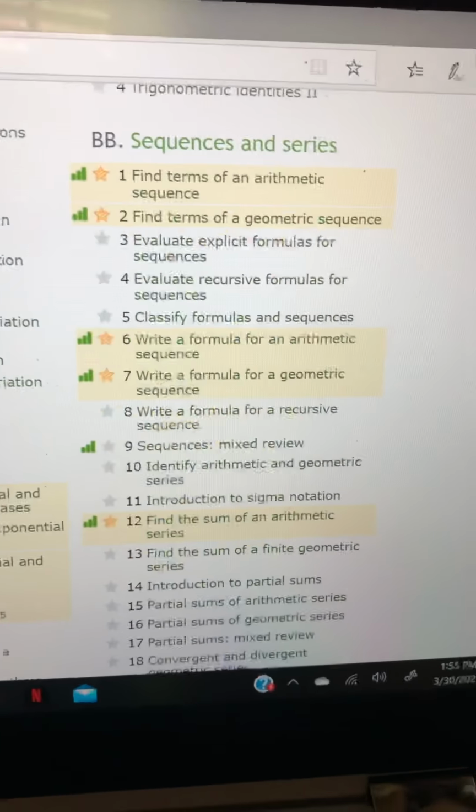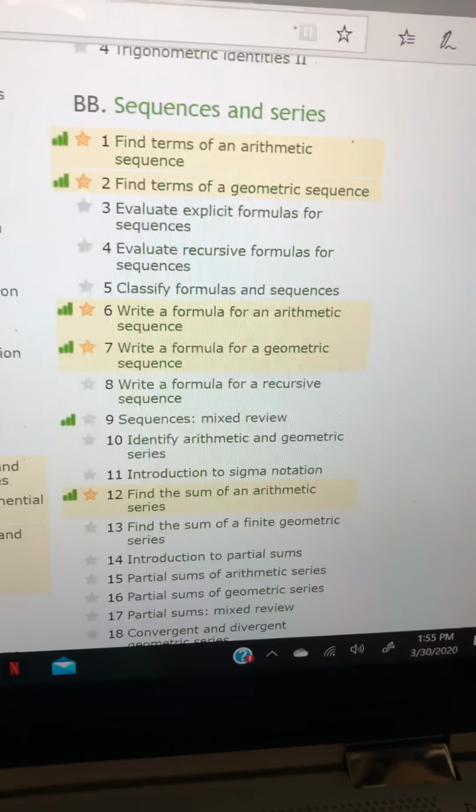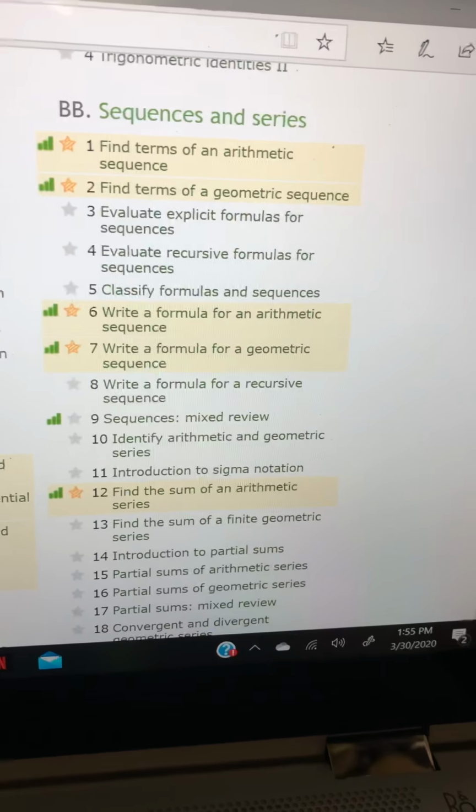Okay, this week we're going to be learning about sequences. A sequence is just a list of numbers in a particular order. There are two types of sequences. The first is an arithmetic sequence. I know it looks like it says arithmetic, but the way that you pronounce this is arithmetic.